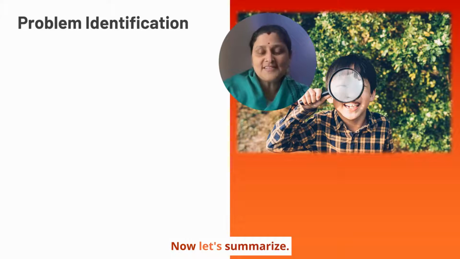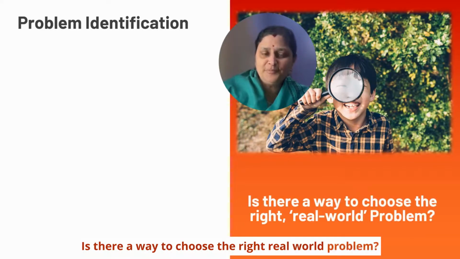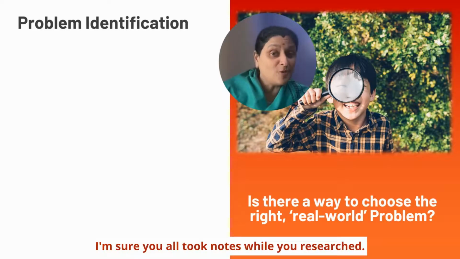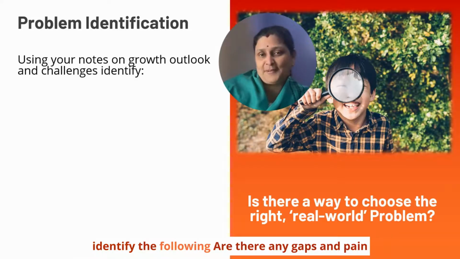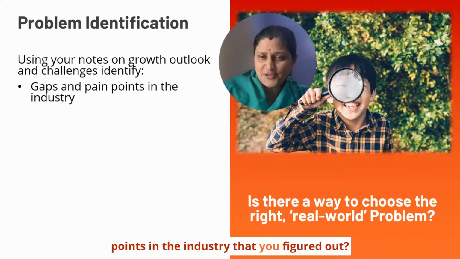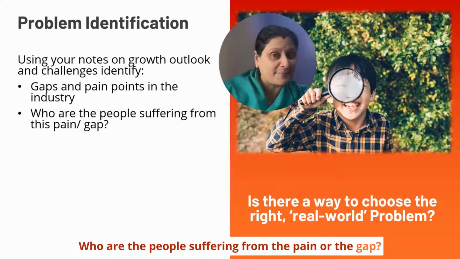Now, let's summarize. Is there a way to choose the right real world problem? I'm sure you all took notes while you researched. Using your notes on growth outlook and challenges, just identify the following. Are there any gaps and pain points in the industry that you figured out? Who are the people suffering from the pain or the gap?